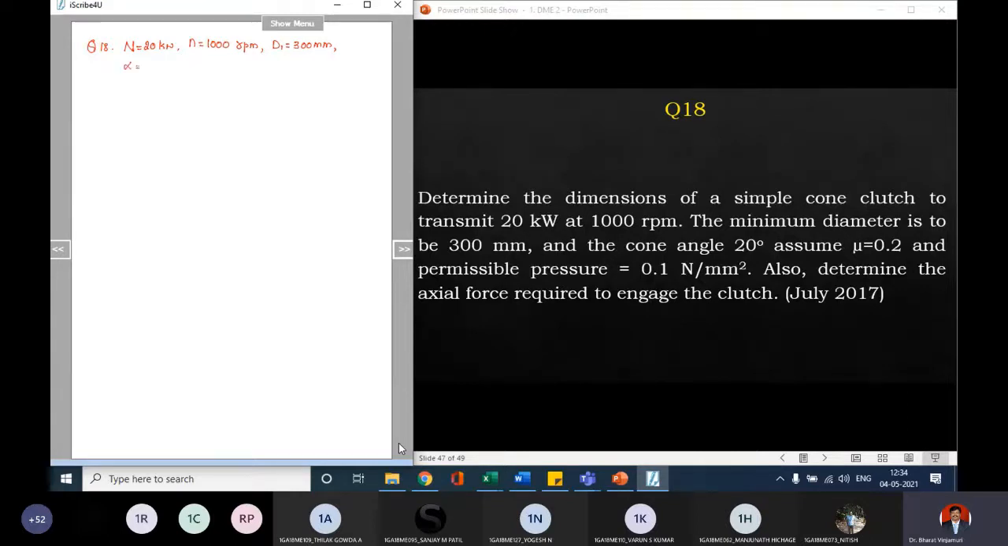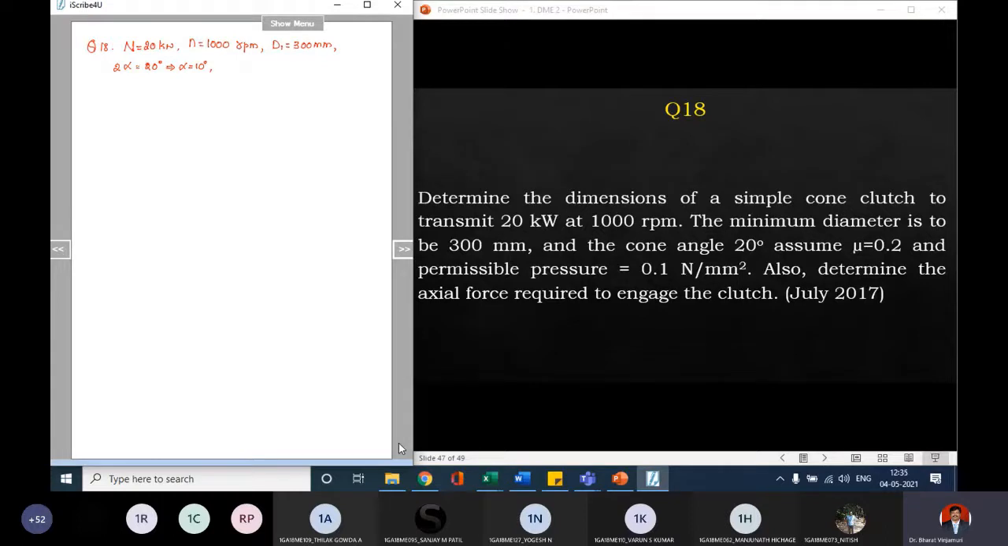Alpha, 20 degrees. Is it alpha or 2 alpha? It is 2 alpha. It is not the semi-cone angle. He said the cone angle. So it means that alpha is equal to 10 degrees.